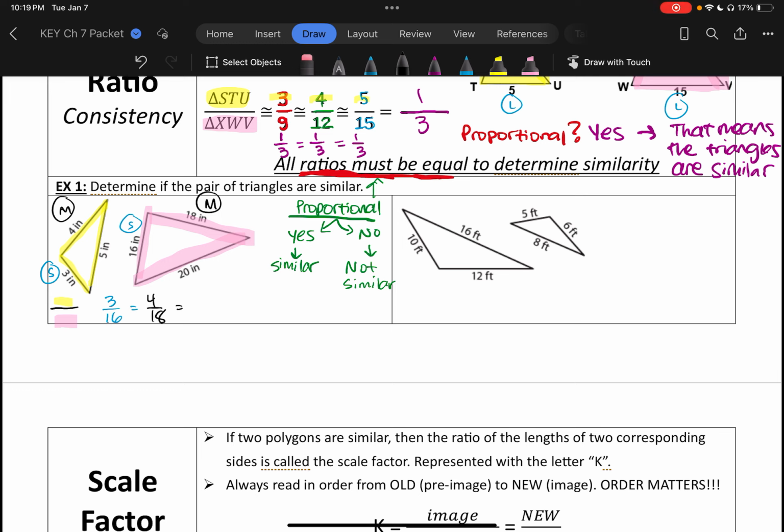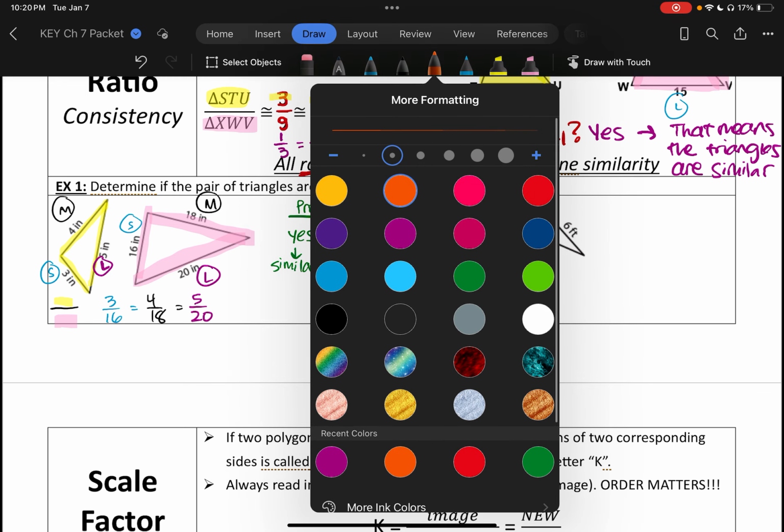And then we have to check, is that going to be equal to the largest over the largest? Here my largest side is 5, and my largest side here is 20. So 5 over 20. So what we're checking for now as we go through that flow chart is, are all of my corresponding sides proportional, right? I've got my ratios for all corresponding sides: small over small, medium over medium, large over large. We need to check now, are we going to get the same value?